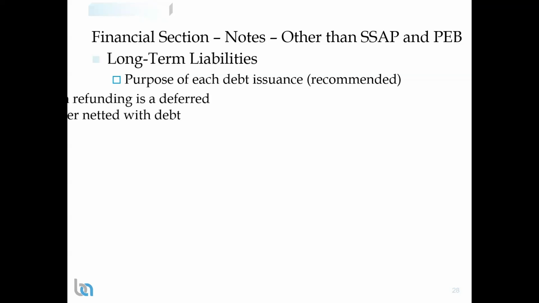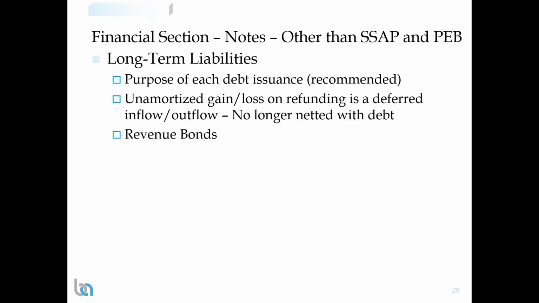Okay. Just more long-term liability information. So the purpose of each debt issuance is recommended to be included. You're not supposed to be reporting the deferred loss or gain on refunding as part of your long-term debt disclosure table. Before, the deferred gain or loss used to be netted with the debt, so you would have a separate line item in your roll forward schedule that shows the deferred gain or loss. Now it's reported as a deferred inflow or outflow, so it's no longer meant to be there anymore.